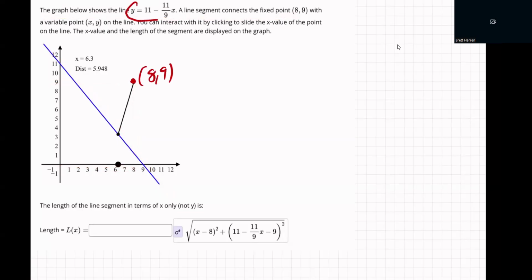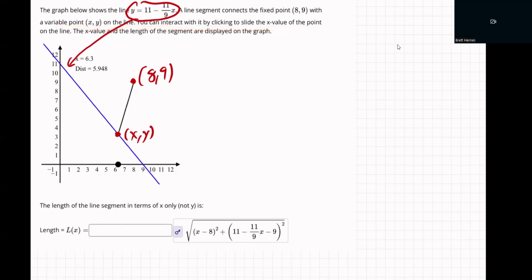And this is that line right there. With a variable point x, y. This is some random point on the line, the variable point x, y on the line. You can interact with it by clicking the slider.